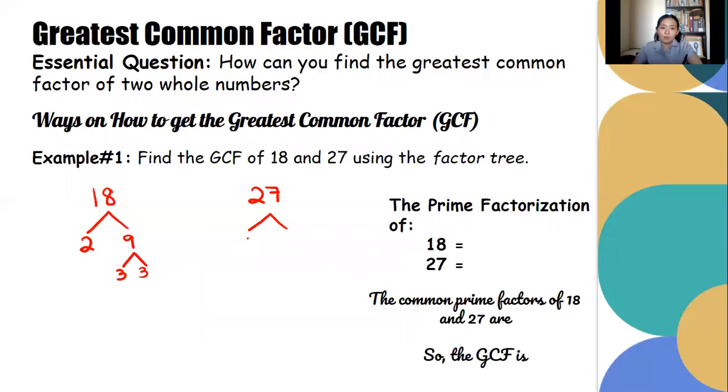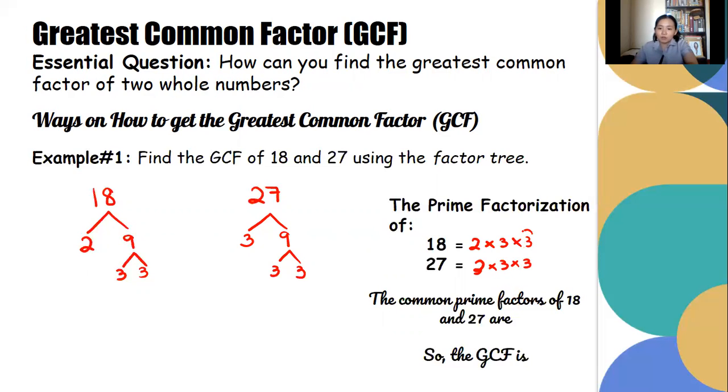Let's go on now with 27. So I'll try with 3. 3 times 9 is 27. And then 3 times another 3 will give me 9. Looking at the numbers now, all of the numbers at the end of the lines are prime numbers. So I can write down the prime factorization of 18 as 2 times 3 times another 3. While for 27, I can have 3 times 3 times another 3.